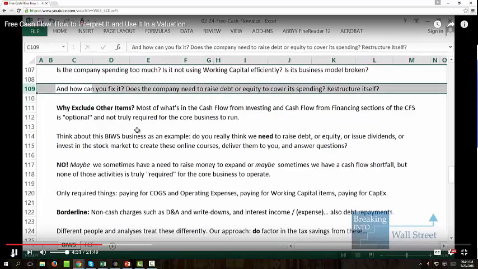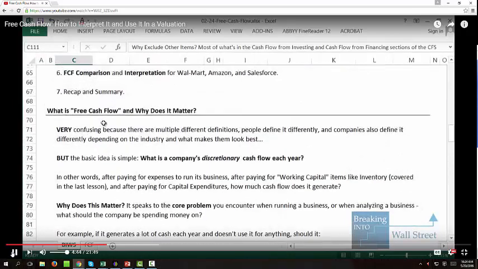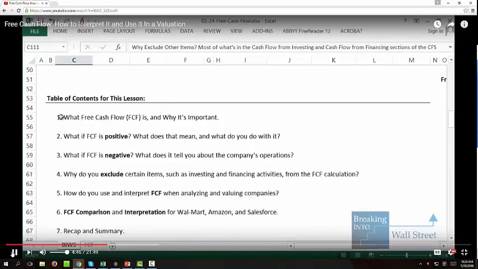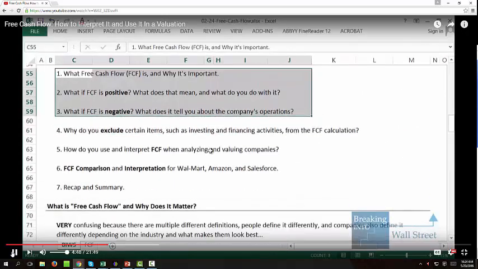So does the company need to raise debt or equity to cover its spending? Does it need to restructure itself, cut expenses? Does it need to change its business policies? Once you know that, then you can start making those types of recommendations. So that's a little bit about what to do when it's positive and negative. And we've covered 1 through 3 in our table of contents here. So let's move to step 4.